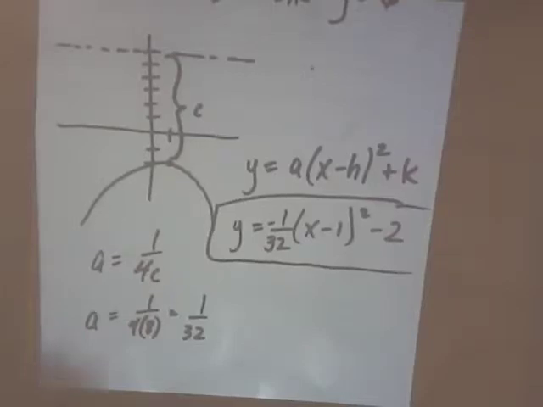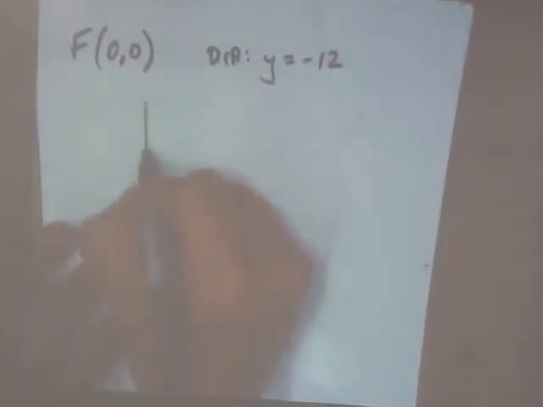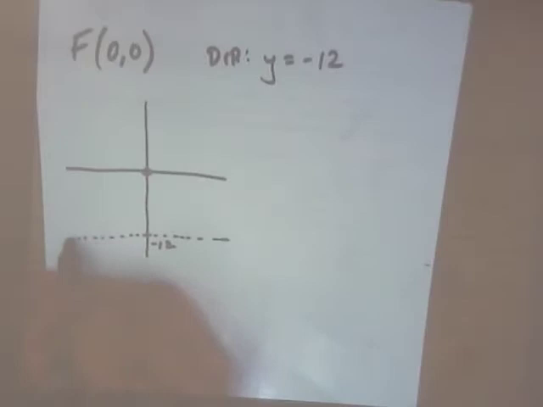All right, 21. Write the equation of the parabola with focus at the origin and directrix y equals negative 12. All right, so if we sketch this out, we've got the focus at the origin and the directrix down here, y equals negative 12.